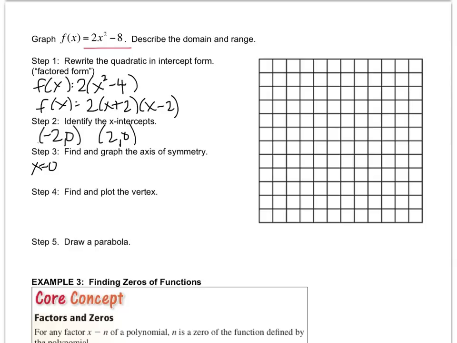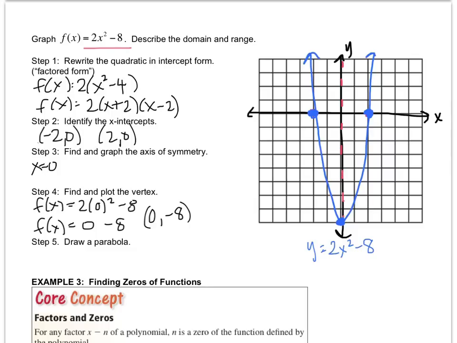So wherever I see an x up in the equation, I will plug in 0 and see what I get as my y value. So f of x equals 2 times 0 squared minus 8. F of x equals, well, I'll just write 0 because that's what it is. And so that gives me the point 0, negative 8 as my vertex. All right, so you have everything. I'd like you to pause the video and plot your values.